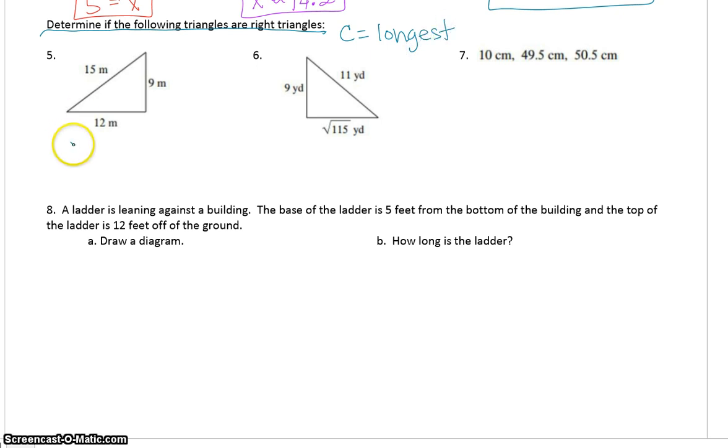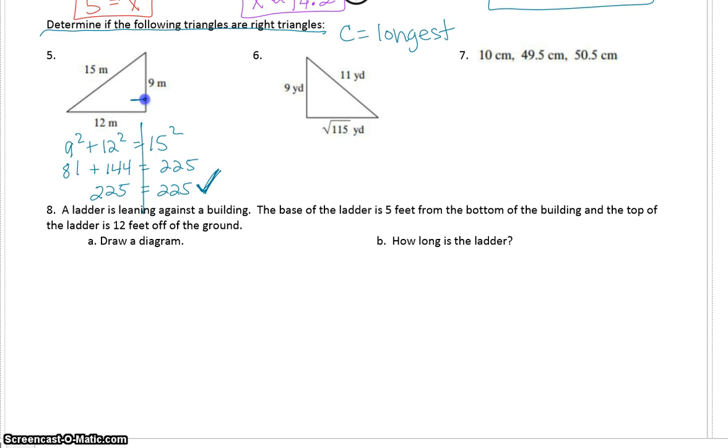So here we're going to have 9 squared plus 12 squared equals 15 squared. Well, 9 squared is 81, 12 squared is 144, 15 squared is 225. Notice I'm not solving anything, I'm just seeing if the left-hand side matches the right-hand side, if it makes a true statement. I get 225 equals 225. That is true, the Pythagorean theorem does work, so this is indeed a right triangle.